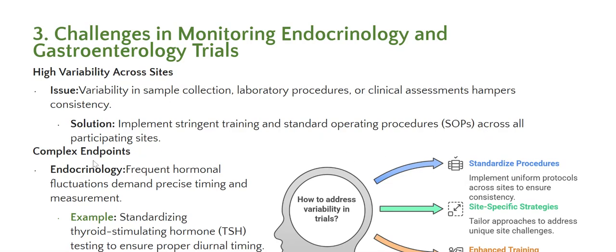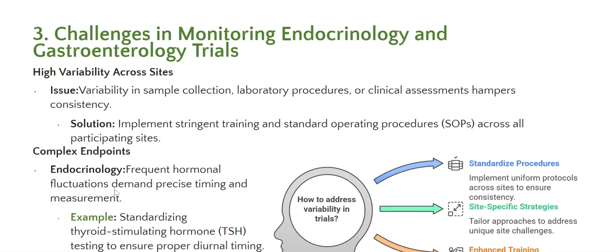The complex endpoints. So, in endocrinology and gastroenterology or GIT trials, the nature of the endpoint would be complex endpoints. While on the other hand, as we discussed in one of the previous sessions, for neurology clinical trials, the nature of the endpoints is subjective. So here, complex.